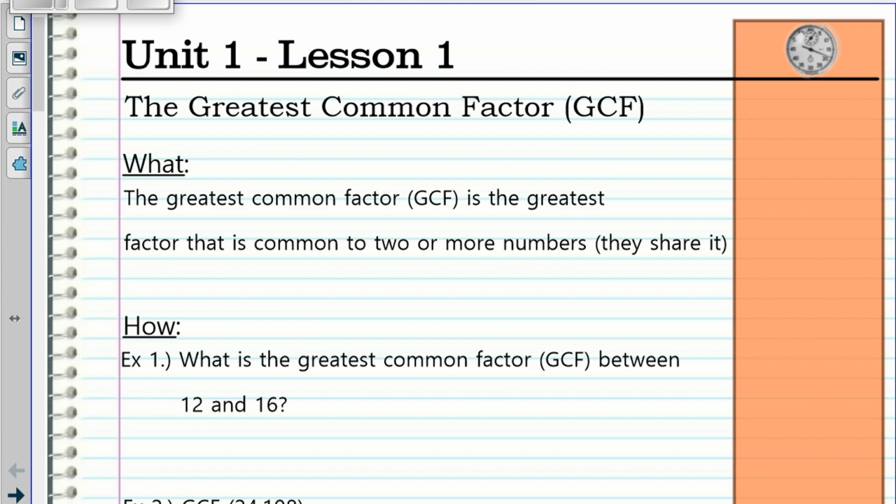Okay, so today we are going to go over the very first lesson of the very first unit of this school year, which is the greatest common factor. Now, I know what some of you are thinking. You're thinking, wait, I thought lesson 1 was divisibility rules. Yes, but on the video, this is the first one that we're going to go with.